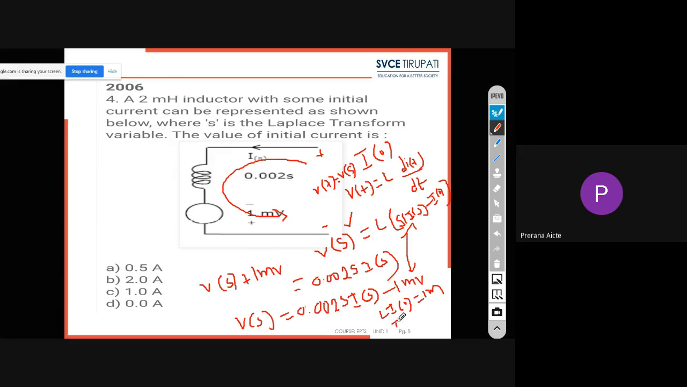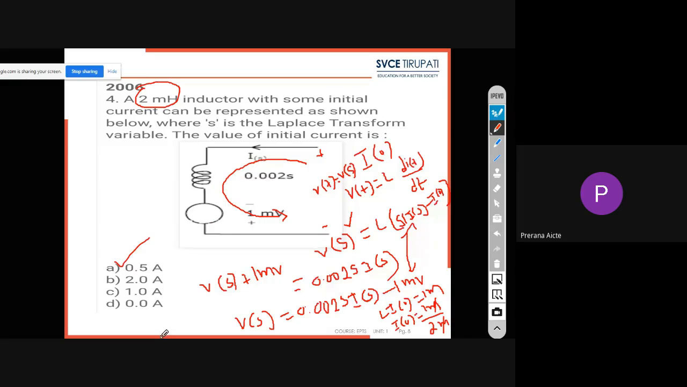Then I of 0 equal to what? I of 0 equal to 1 milli by L. What is the L value they given? 2 milli. So what is this value now? 1 by 2 is nothing but 0.5 amps. Is there any doubts?